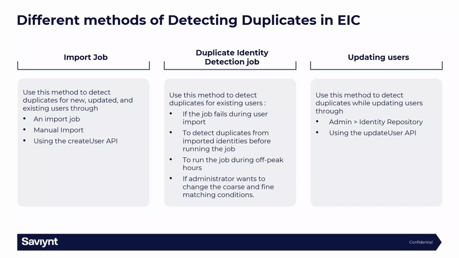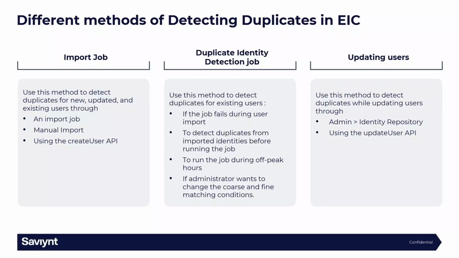Let's look at the different methods of detecting duplicates in EIC. The user import job detects duplicates for new, updated, and existing users. Here, detect duplicates through an import job, a manual import, or the Create User API. The duplicate identity detection job detects duplicates for existing users. This method can be used when the job fails during user import or when the identities are imported before running the duplicate identity detection job.